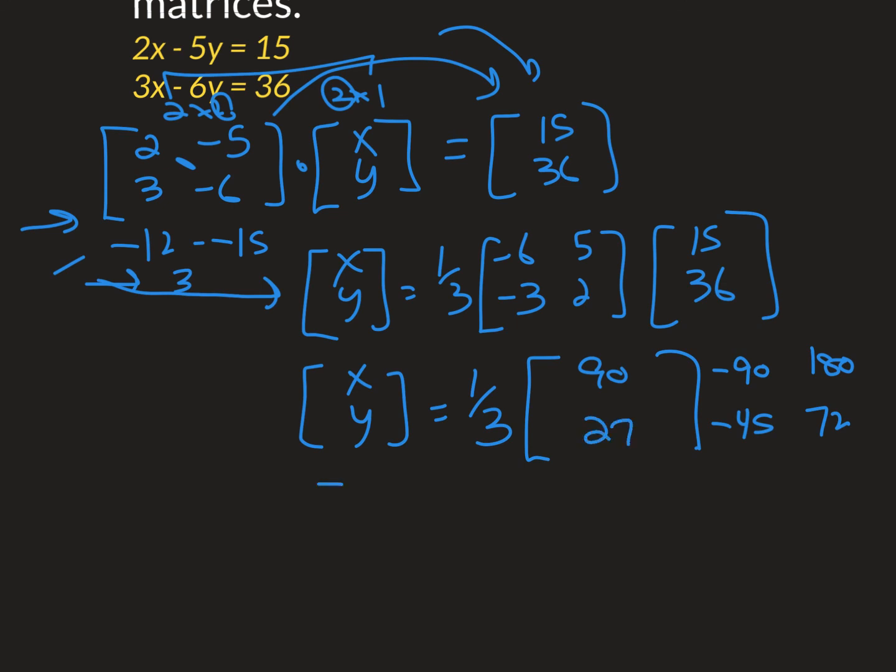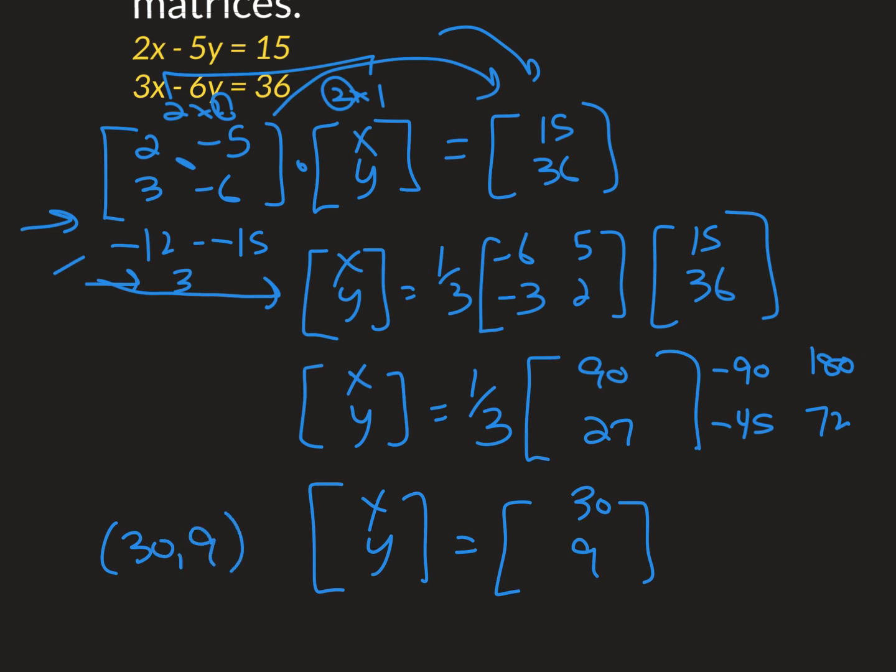All right, now luckily, 3 goes into both of those numbers. 3 goes into 90 30 times, and 3 goes into 27 9 times. So my answer should be 30 and 9. And you can plug that back into the top. I'm doing that right now in my head, and it does work. So that's all you got to do. That's solving using inverse matrices.